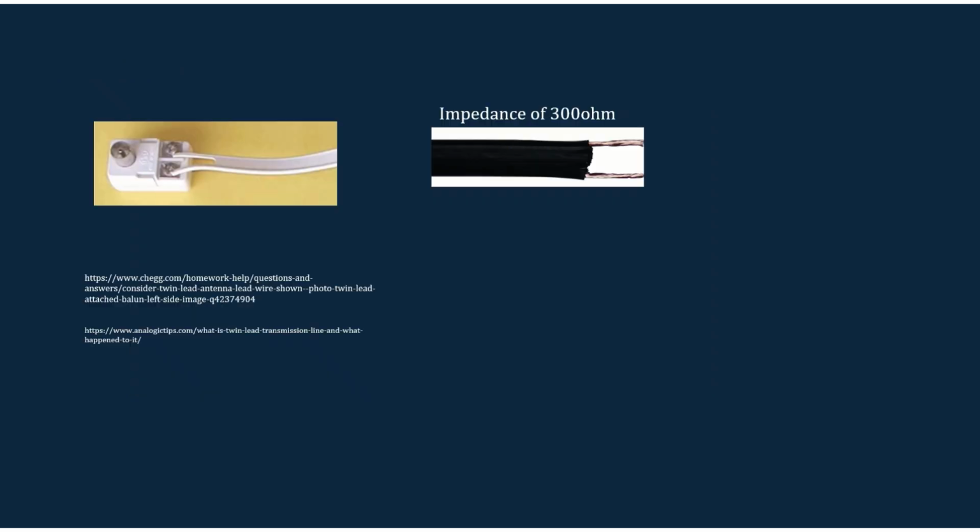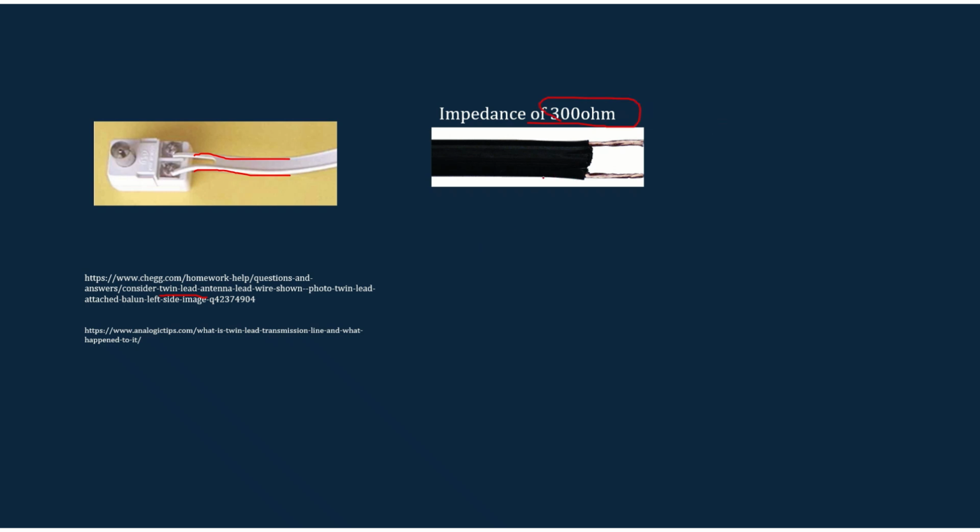Let's go into the folded dipole antenna. In earlier days when we were connecting the TV, we were using twin wire antennas. Here you can see two wires separated by some distance. In the case of these twin wires, it has an impedance of 300 ohm. Here you can see the impedance of twin wires is 300 ohm.